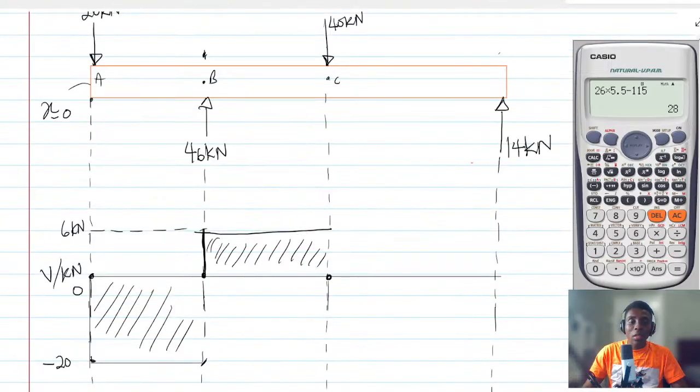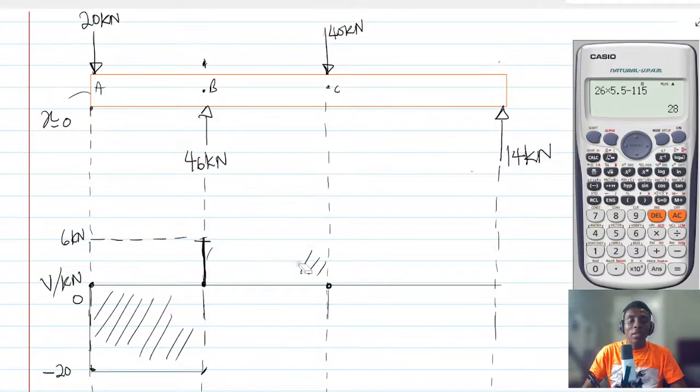And then I think that there was a mistake here, because the shear force that we calculated, we got 28. So I think we were supposed to use this one here as 28. 26, sorry. 26 kilonewton.